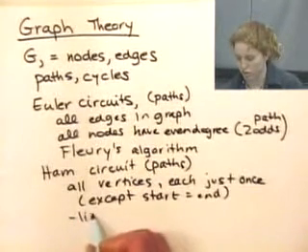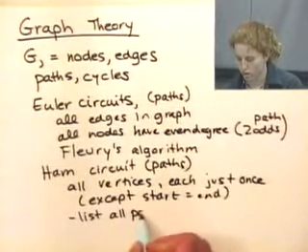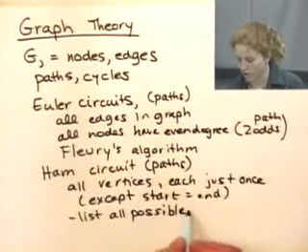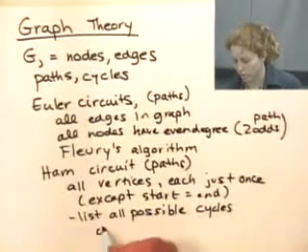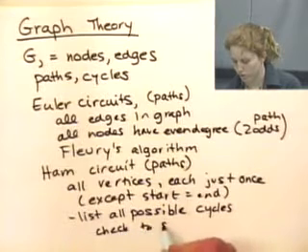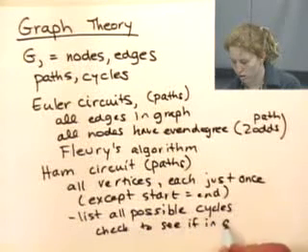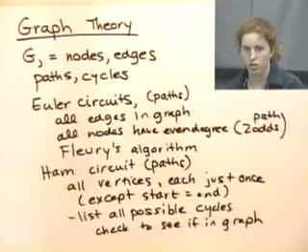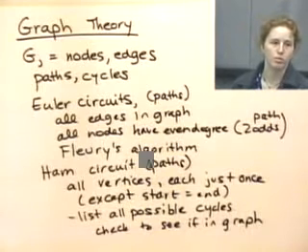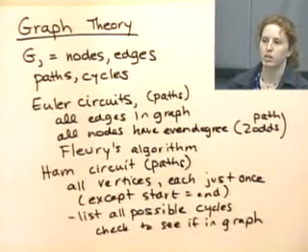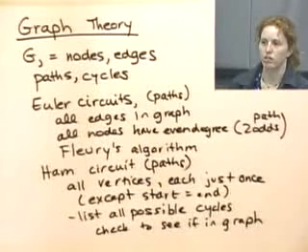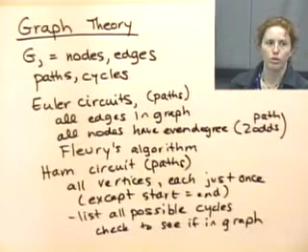If you had no other way to find the solution, you could list all possible cycles and check to see if they're in the graph. And this is an NP hard problem because it's exponential. And we know, because we just finished doing counting, that this is a factorial problem, right? All the orderings of n vertices is n factorial orderings.